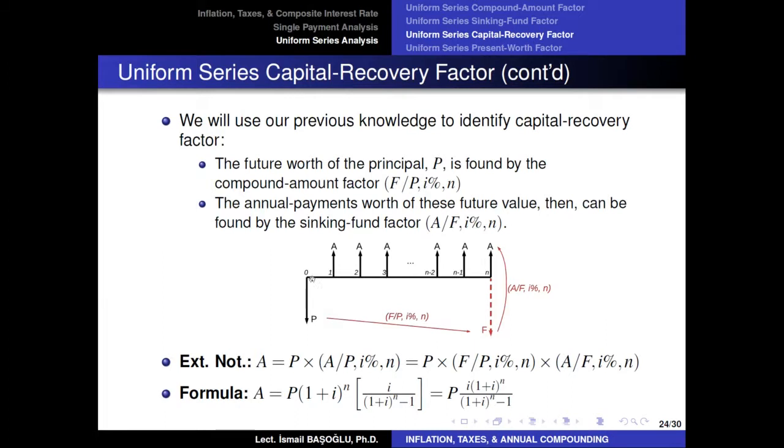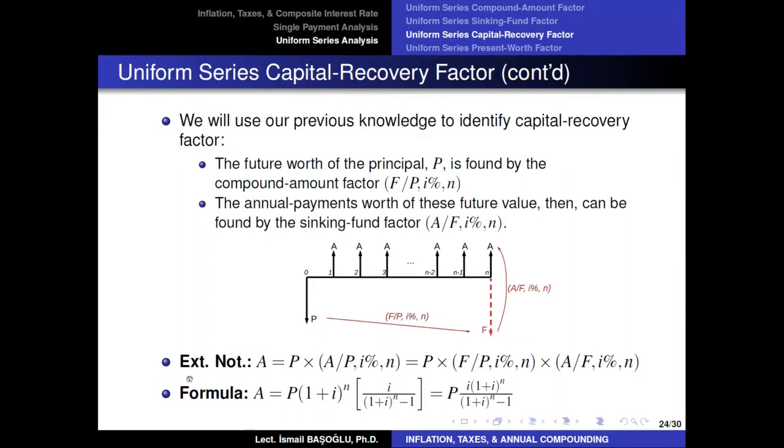Now, since we have determined the future value equivalent of this principal value, how can I convert this future value to the annual payments? I'm just going to use the sinking fund factor, right? So if I multiply F with the uniform series sinking fund factor A over F, I will be calculating the annual installment size of this uniform series.